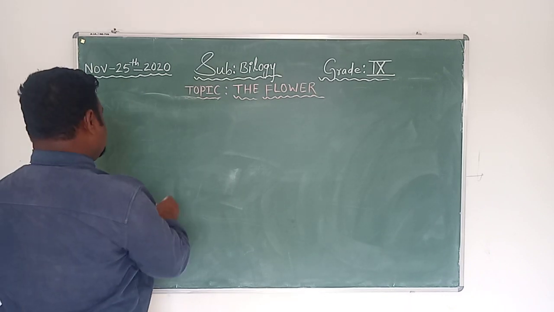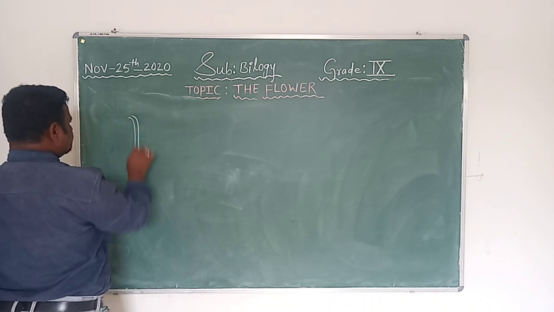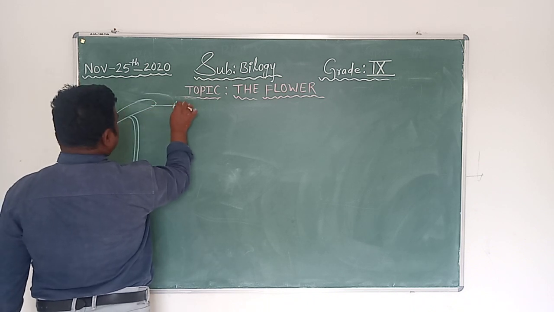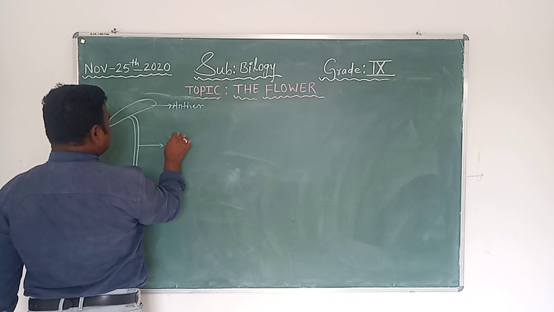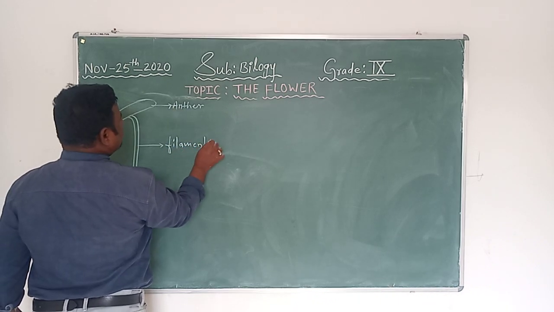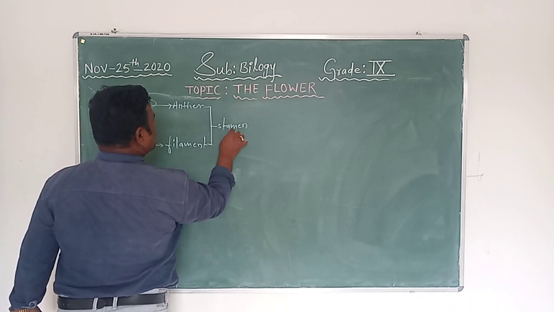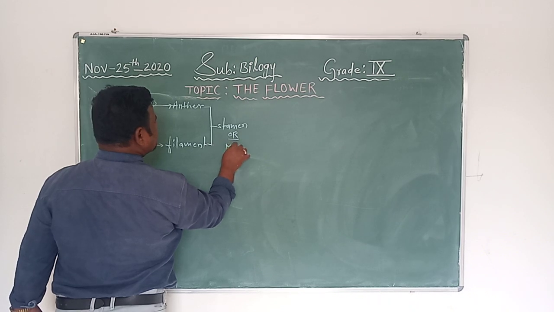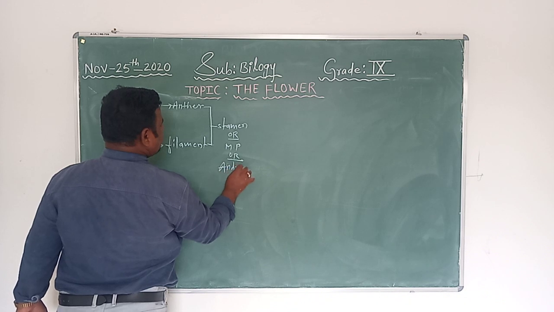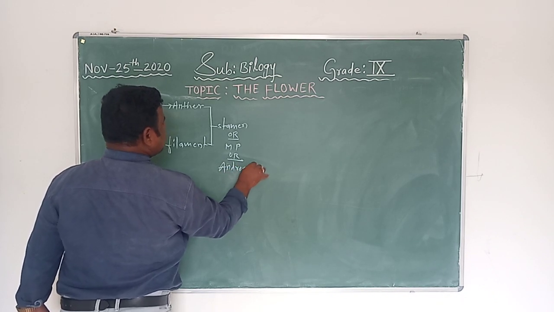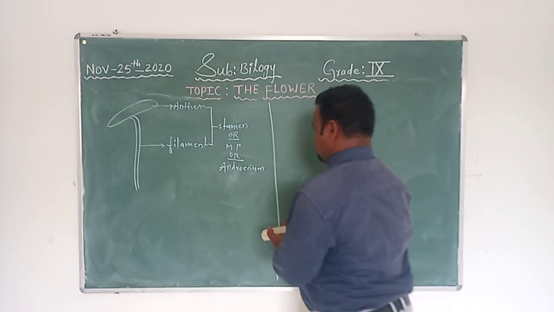See children, here, just before we discussed, this is an anther and this will be a filament, and it is collectively called as stem or male part or androecium. Is it clear, children? And secondly, here you can take female part.